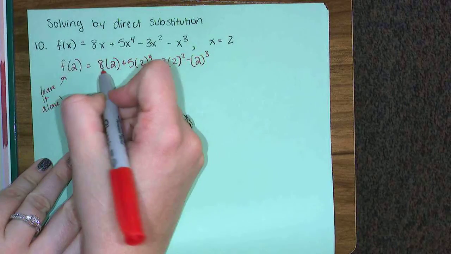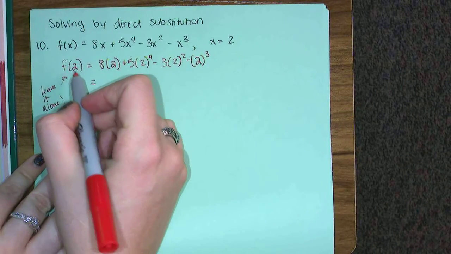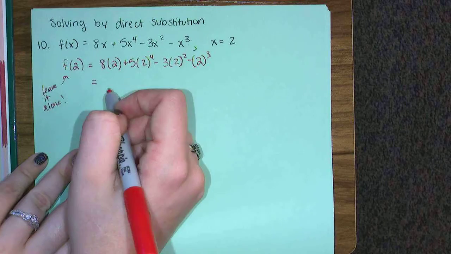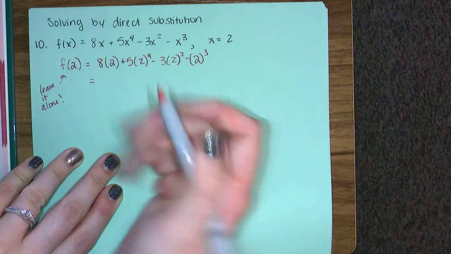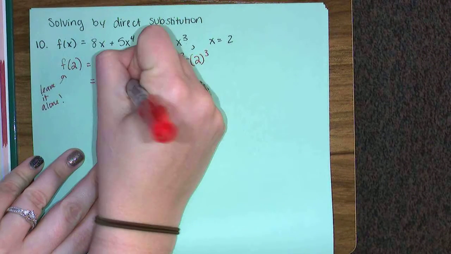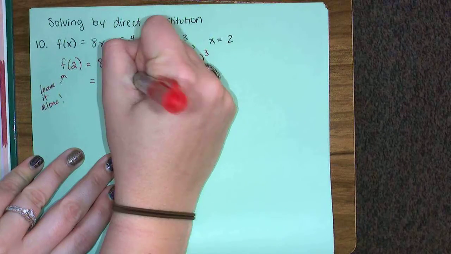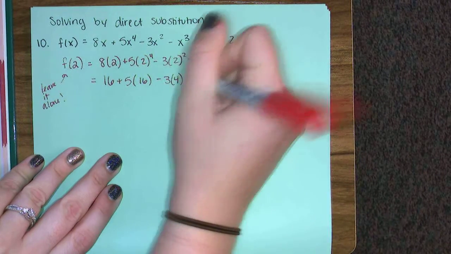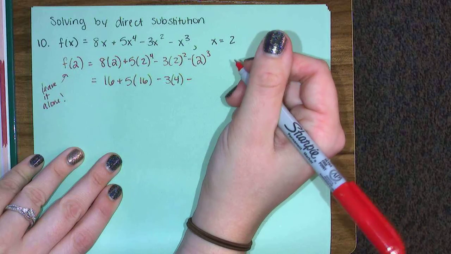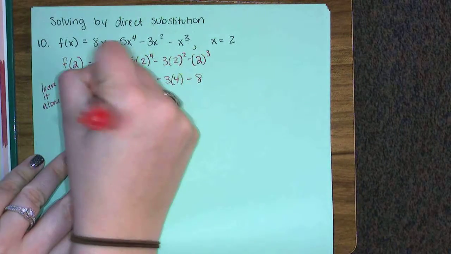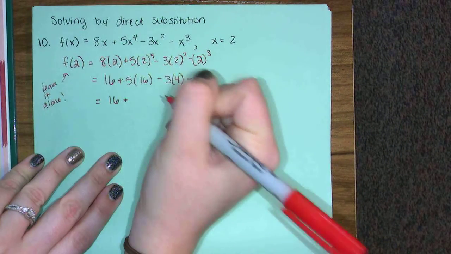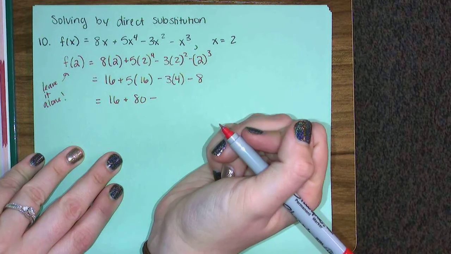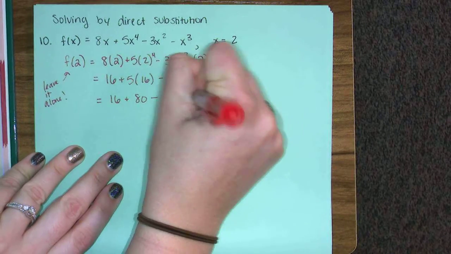So I'm just literally going to draw an equal sign. I'm not even going to move this down, I'm just going to leave it blank on that side. So 8 times 2 plus 5 times, let's do the fourth, 16 minus 3 times 2 squared minus 2 cubed. Now I'm going to simplify it a little bit more. 16 plus 5 times 16, 3 times 4, and simplify it.